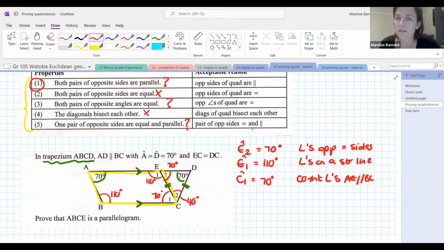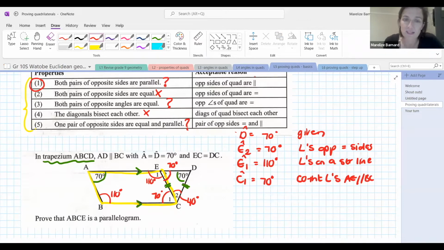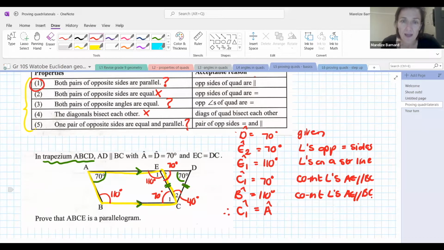Sabunga Musa, you can state that. No, that's fine. You can add a line here that says angle D. Oh, it's not D1, it's just D. Angle D is equal to 70 because it's given. Okay, so then C1 is 70 because of co-interior, and angle B is 110 because of co-interior angles, AE parallel to BC. Therefore, C1 is equal to angle A, and angle B is equal to angle E1.